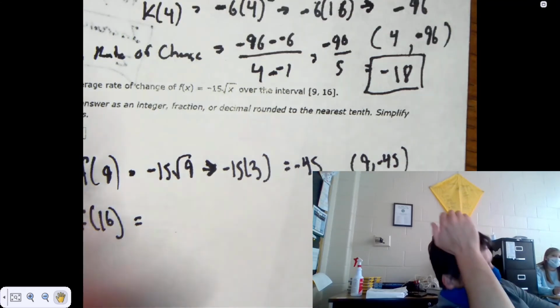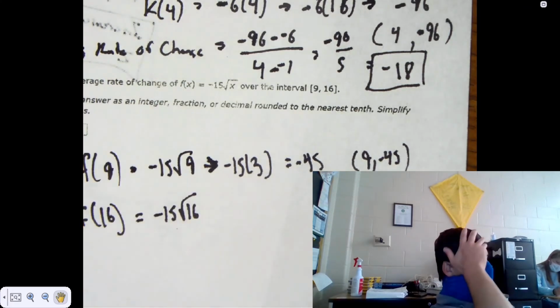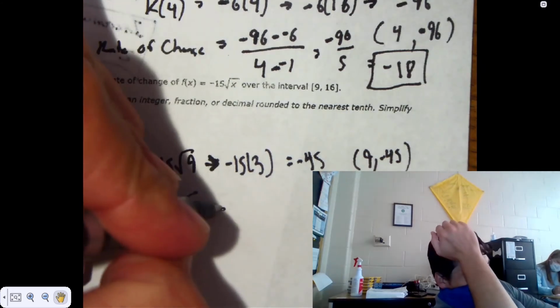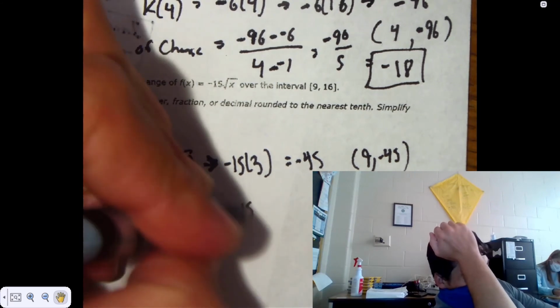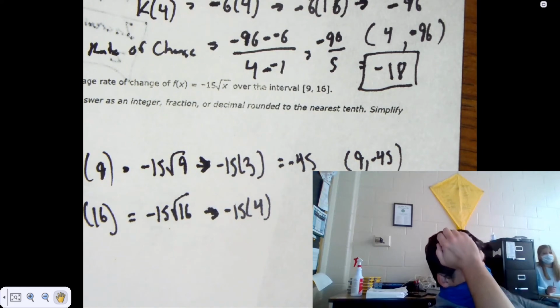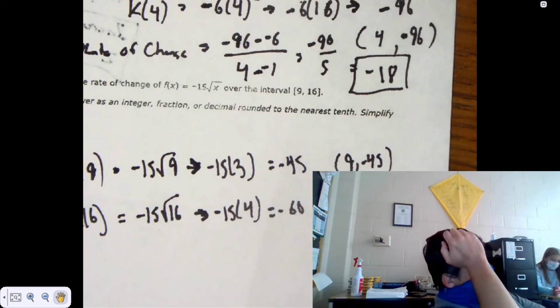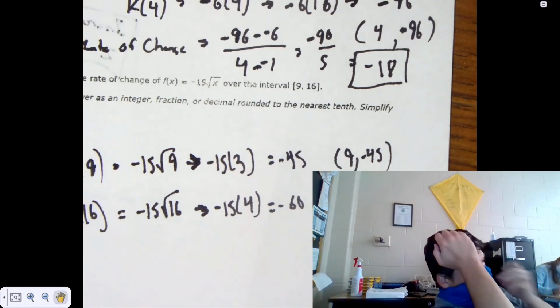I'm going to plug a 16 in. Logan, what's the square root of 16? 4. Guys, what's negative 15 times 4? What's the ordered pair we just created? 16, negative 60. Why don't you guys figure out that average rate of change real quick?